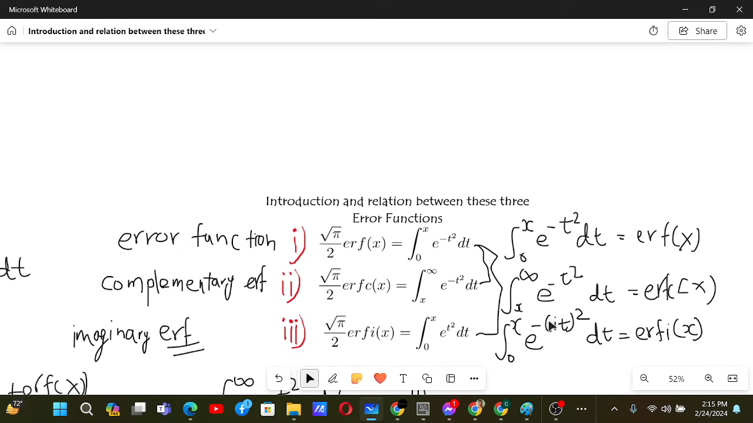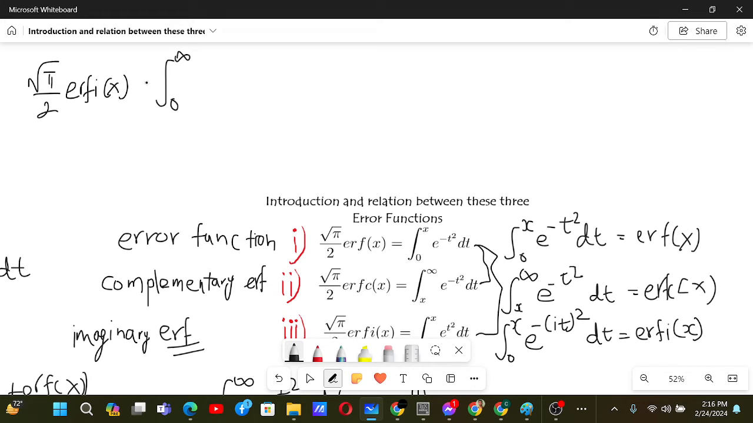Okay. So now between the first and third. For that again we can go with this function. Let's begin with root pi by 2 times erfi of x. This is e to the power t squared dt, from 0 to x. So now let's make a substitution. Let me erase that first.